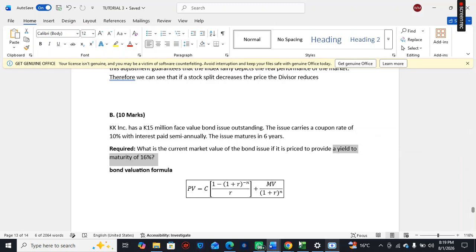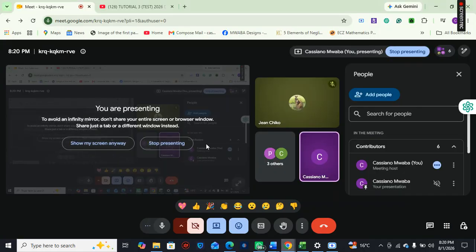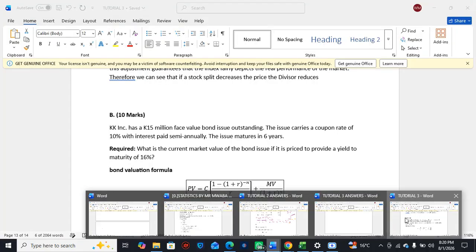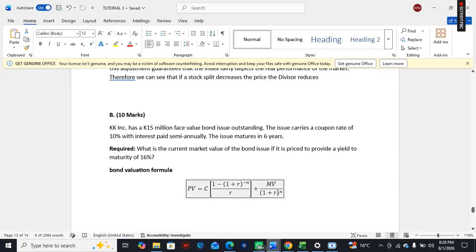Remember, colleagues, bonds are also traded like shares. So prices can go up and prices can go down. So this yield to maturity and the price of a bond have an inverse relationship. If the price of the bond goes up, the yield to maturity is going to go down. And if the price of the bond goes down, the yield to maturity is going to go up. And it is shown in this formula here.